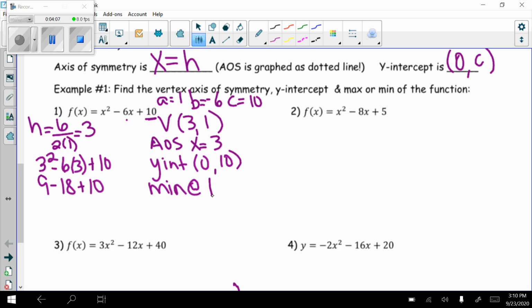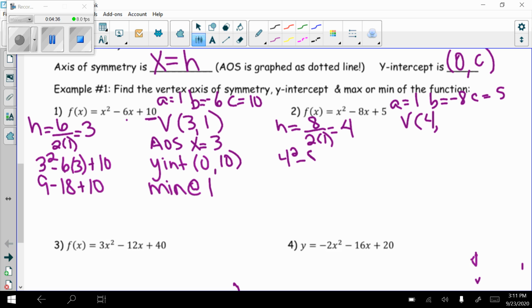Now we're going to do the exact same thing on number 2, x squared minus 8x plus 5. Again, I'm going to start out, a is 1, b is negative 8, and c is 5. So find h. H equals, again, negative b. My b was already negative, so I just changed it to positive 8 divided by 2 times 1. 8 divided by 2 is 4. So my vertex I know is 4, comma. Now to find the y value, plug 4 in. So 4 squared minus 8 times 4 plus 5. So I get 16 minus 32 plus 5. So 16 minus 32, and then add 5, I'm at negative 11.